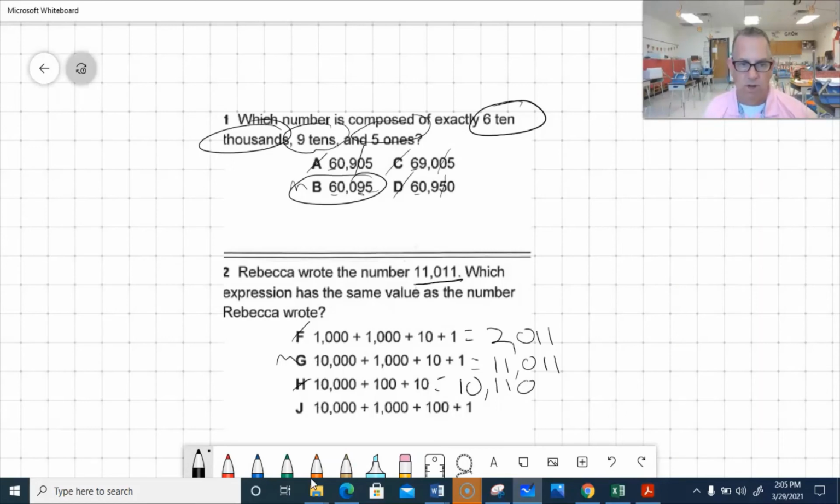And the last one, answer choice J. What's the value of answer choice J? I see 110,000. I see 1,000. I see 100, no tens, and 1. So that is 11,101. And that one does not match either. So our correct answer is answer choice G.